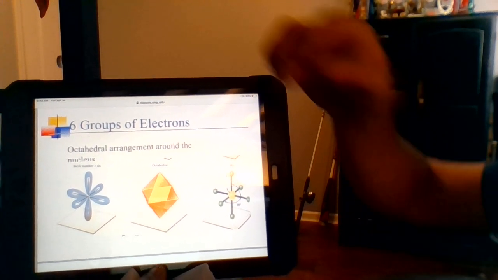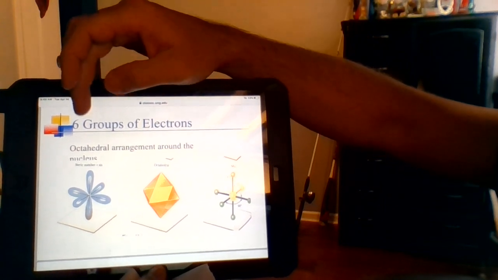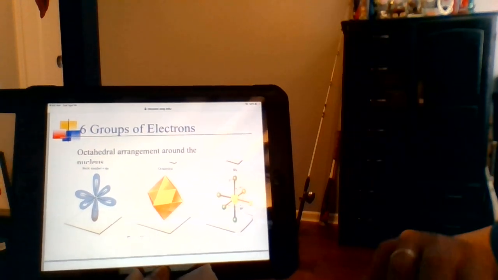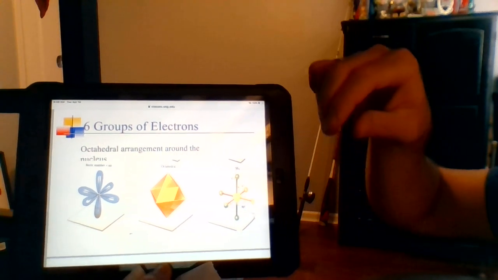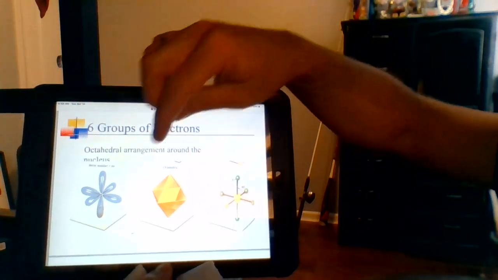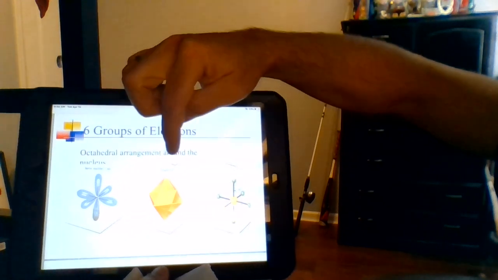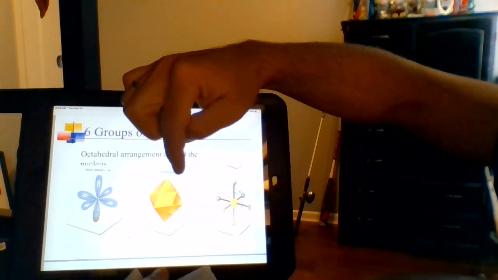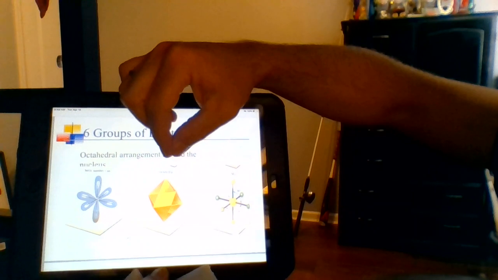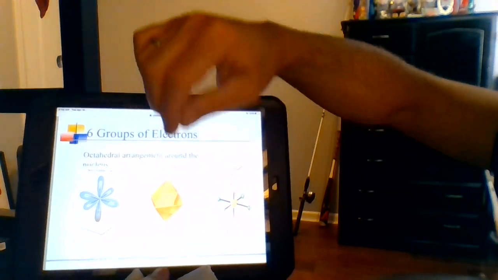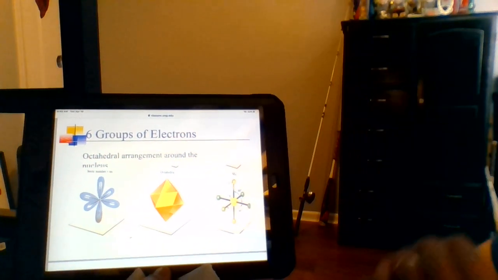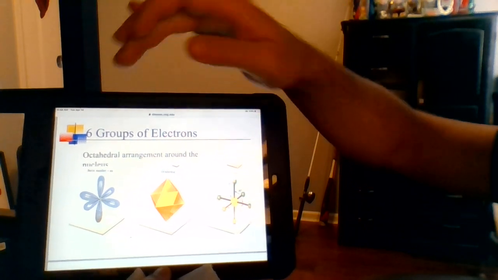Now, keep in mind, 6 groups gives us octahedral. I know that octa means 8, but that's a 3-dimensional structure. If you take the 6 corners and close in to a solid structure, it would be a geometric figure with 8 sides. It has 6 vertices, but 8 sides. So that's why it's called octahedron. But just stick with 6 groups is octahedral.